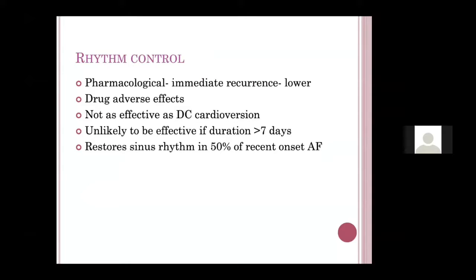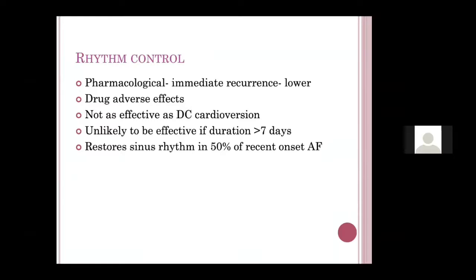Now let's go to the rhythm control. So rhythm control can either be pharmacological or it can be electrical. Because the important issue is all the drugs, whatever the drugs are there, have their side effects. Class 1A, 1C, class 3, all have their side effects like QT prolongation, QRS duration increase, and other side effects. So side effect is something which is very problematic, and that is why many times it's the DC cardioversion, like the electrical cardioversion, which is better.